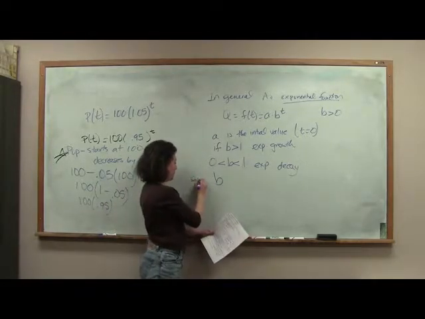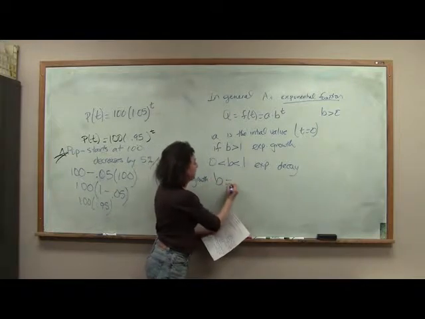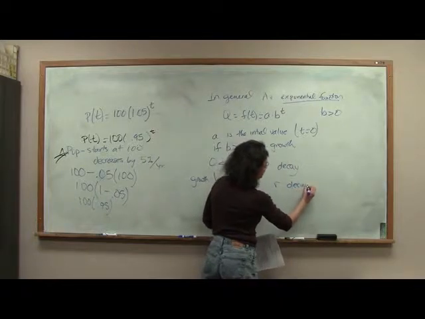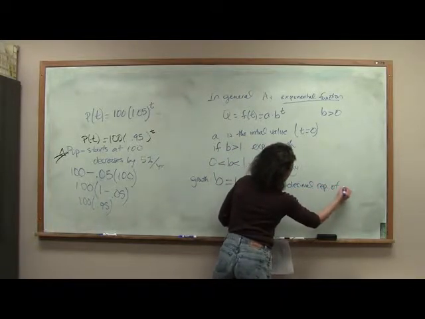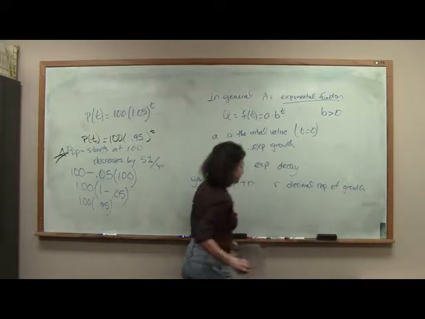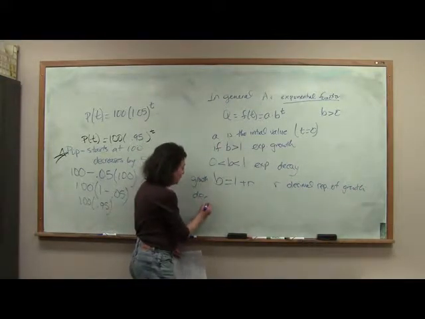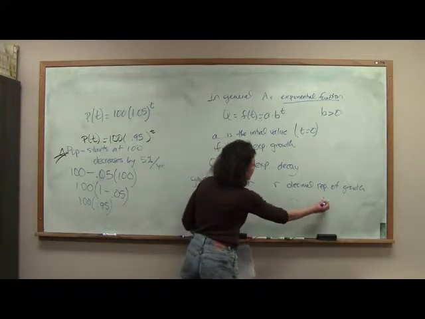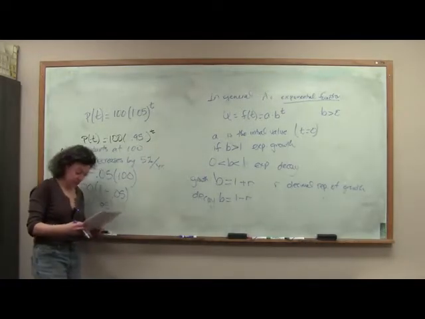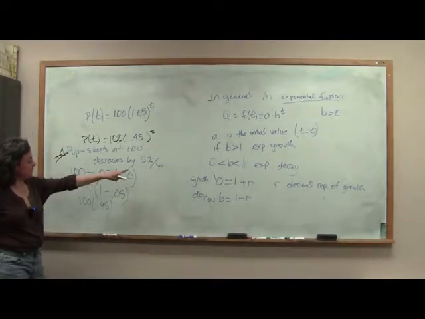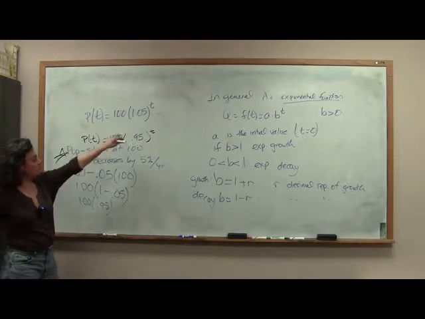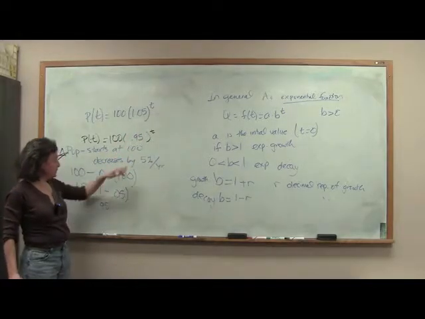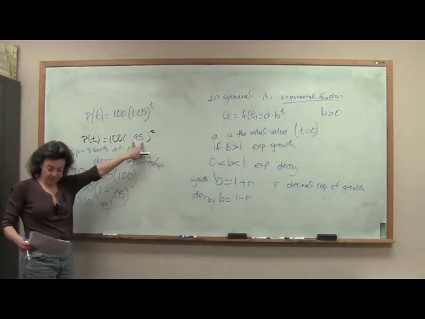If you have growth, b is equal to 1 plus r, where r is essentially the decimal representation of your growth factor. And if you have decay, b is equal to 1 minus r, where r again is that decimal representation. Notice when I was growing by 5%, 1 plus 0.05 is 1.05. 1 minus 0.05 gave us the 0.95.